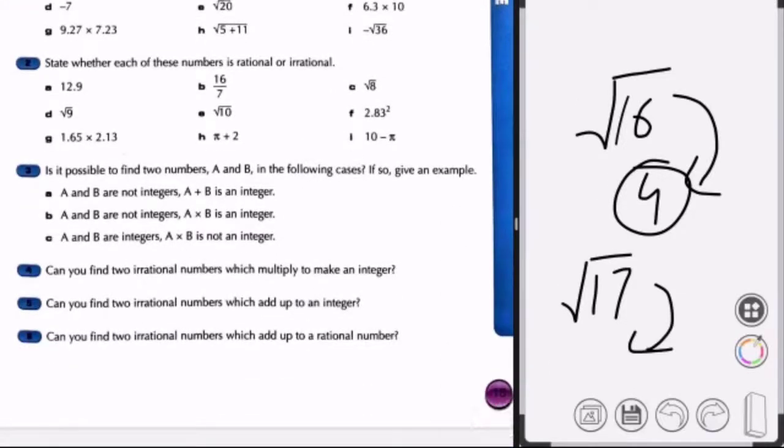And is it possible to find two numbers a and b in the following case? We will discuss these points. This is the main idea of this lecture I have delivered. The remaining details you can find in the lecture.